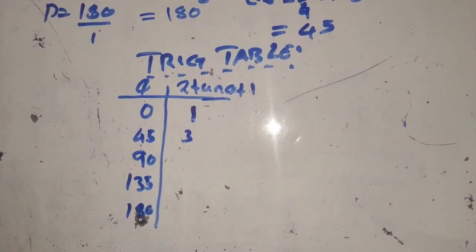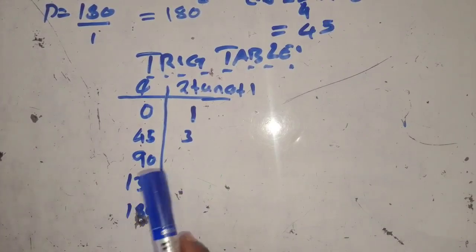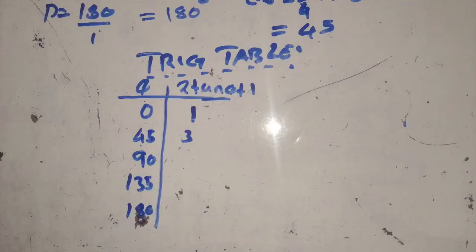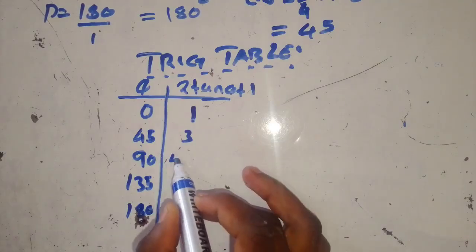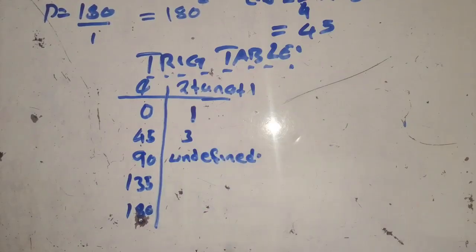Then you place 2 tan 90 plus 1. So 2 tan 90 plus 1 will give you undefined. So this means that this is undefined, where the asymptote line will be.